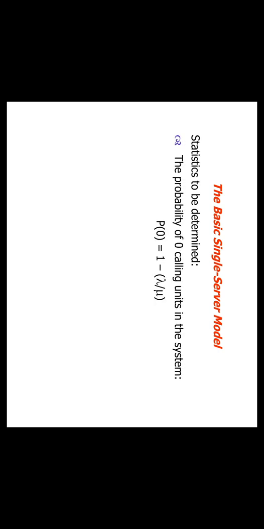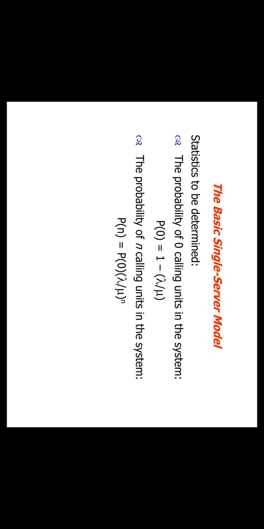First, the probability of 0 calling units in the system, or the probability that there is no customer in the facility. That is computed as P of 0 equal to 1 minus the quantity lambda over mu. Next, the probability of n calling units in the system, P of n, is equal to P of 0 multiplied by the quantity lambda over mu raised to n. This determines the probability of a certain number of customers in the facility, depending on your assumption for the number of customers.